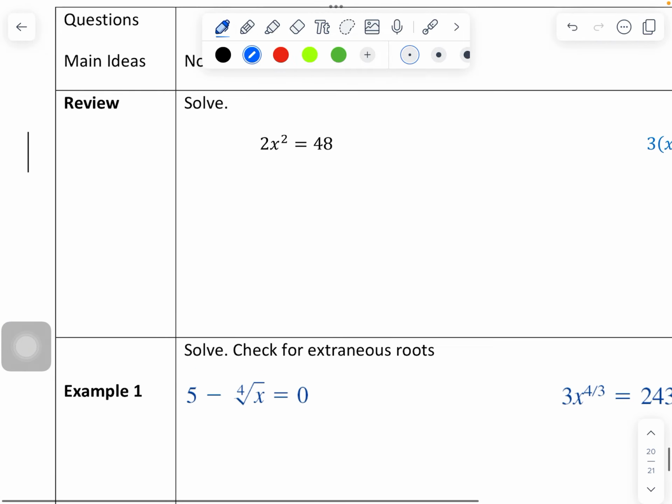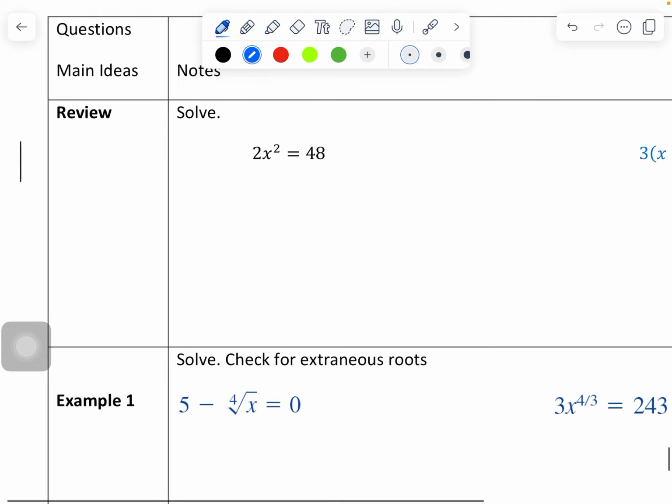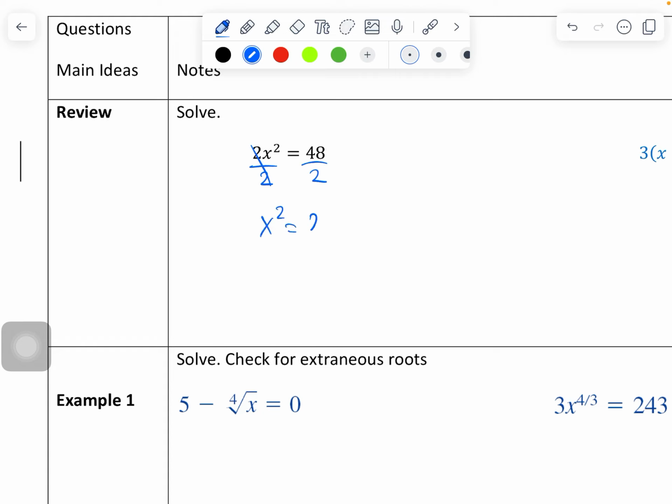We got 2x squared equal to 48. Our goal whenever it's a single x squared, x cubed, whatever term that might look like, we want to isolate the variable. So we do want to get rid of the 2. So let's divide that here on both sides. We get x squared equals 24.